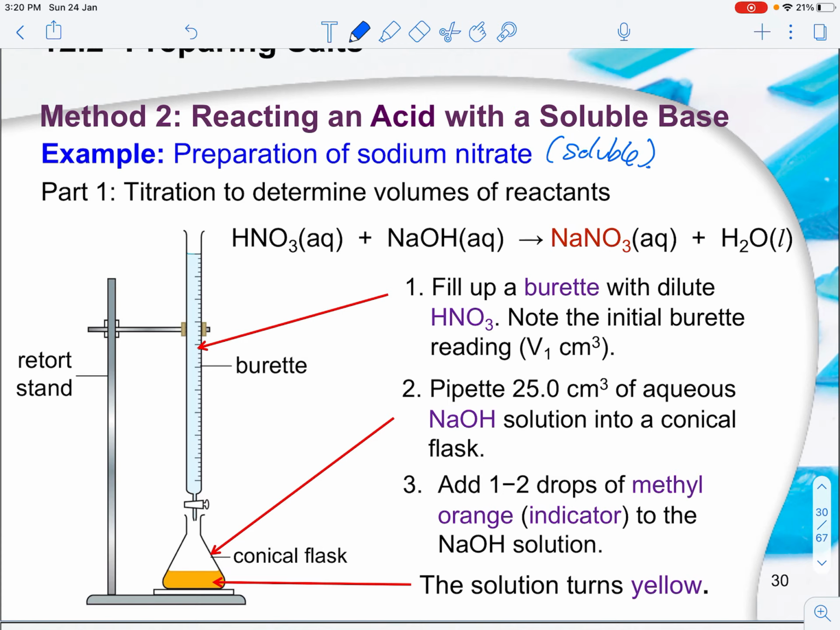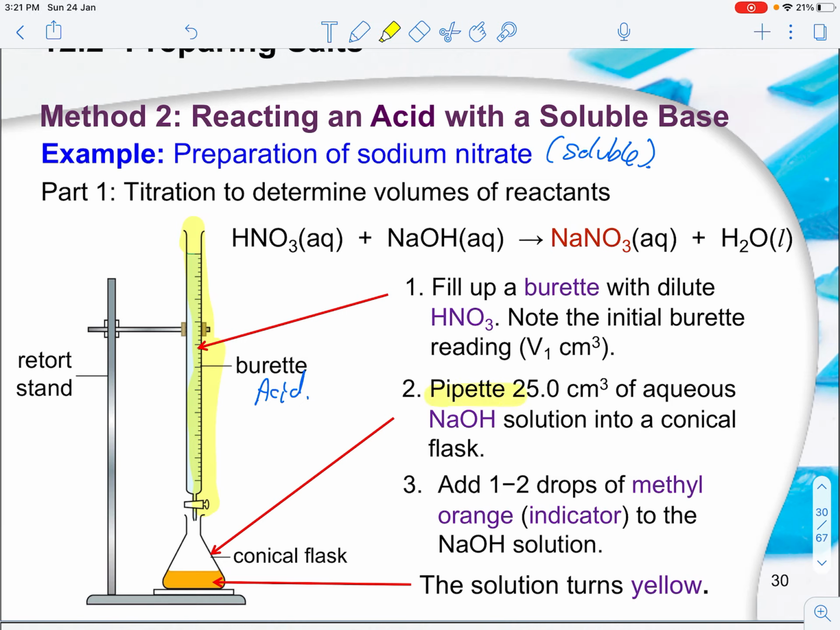Okay, and you write the balanced equation. So how would you write it? First, you fill up the burette with dilute HNO3. The burette is this whole construction over here, and it is one of the more accurate apparatus allowing you to measure your volume. So in this case, we fill the acid inside here, and then you note the initial reading of the burette. When we say initial reading, we are talking about the volume you have actually taken, so it's the first volume.